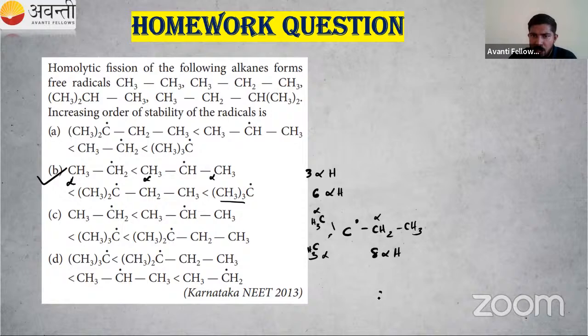What about the last one? This is the last one. There is a free radical, then a CH3 group is present, here also a CH3 group, here also a CH3 group. So how many alpha hydrogens? 3 plus 3 plus 3, so 9 alpha hydrogens. If the number of alpha hydrogens is high, then the stability is also high. So the correct option for this previous year question is B.